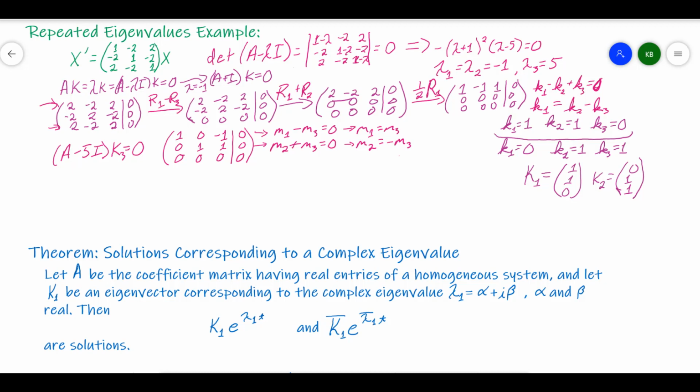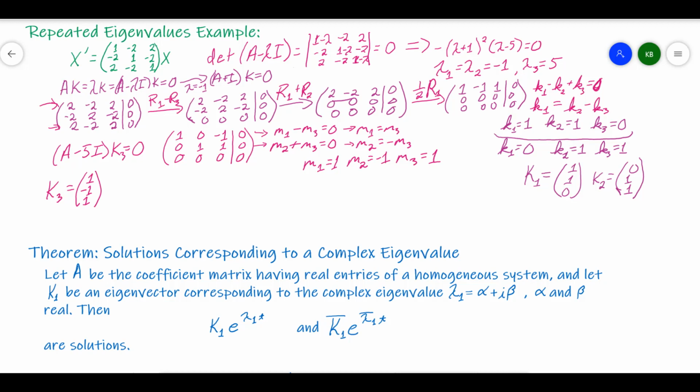So I'm going to go on and say, let's have m3 equal 1. That'll make m2 equal negative 1. And it'll make m1 equal to 1. So that's giving me my third eigenvector. K3 is going to be 1, negative 1, 1.